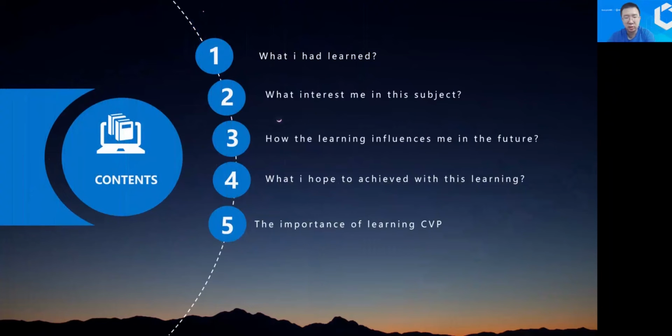First is our table of contents. We have 5 parts today. The first part is what I had learned in this subject, and the second is what interests me in this subject, and the third one is how the learning influenced me in the future, and the fourth one is what I hope to achieve in this learning, and fifth is the importance of this learning.